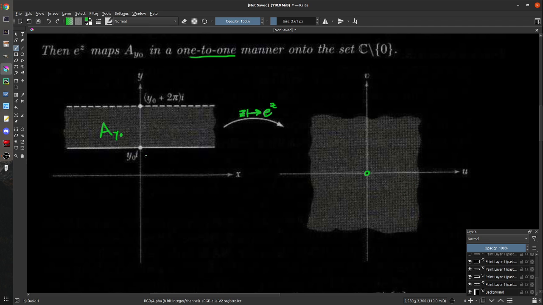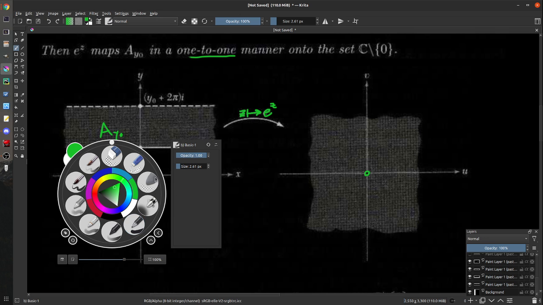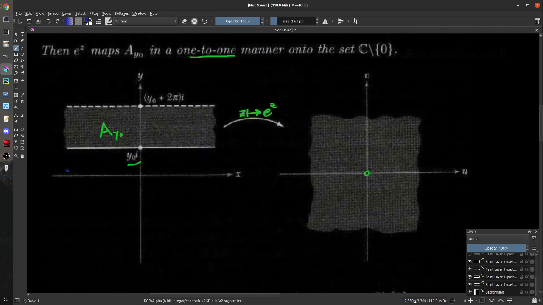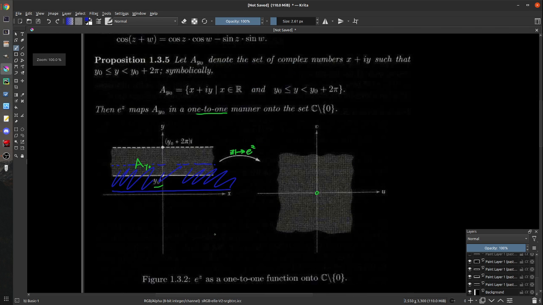And notice there's nothing special about y naught. We're not specifying some very particular y naught and saying this is true. We could take this whole thing and translate it down just a little bit even, right? We could just start like right here and just go instead up to partway through. And this strip here will also get mapped over in a slightly different way perhaps. But there you go, right? Okay, so this is what's going on with e to the z.